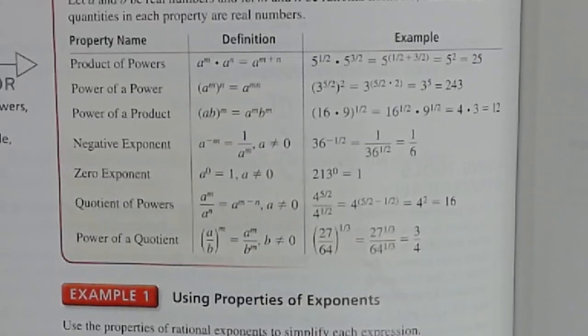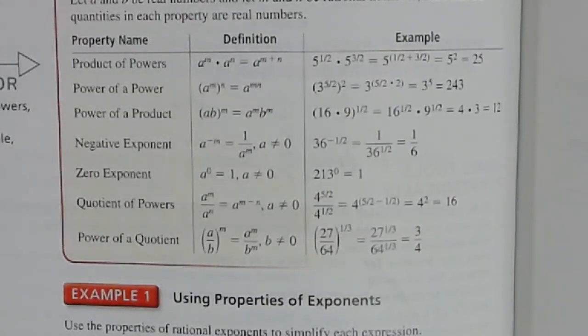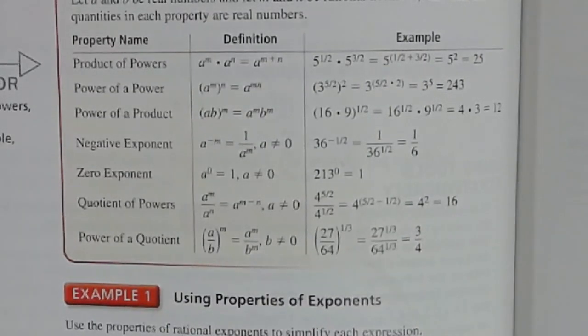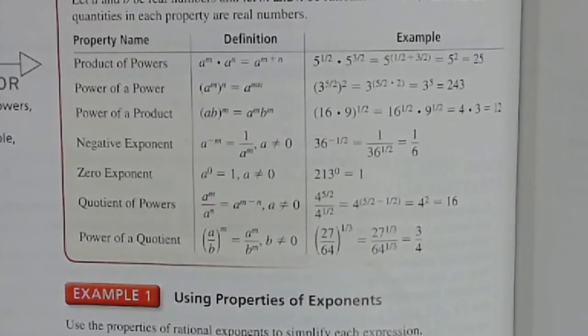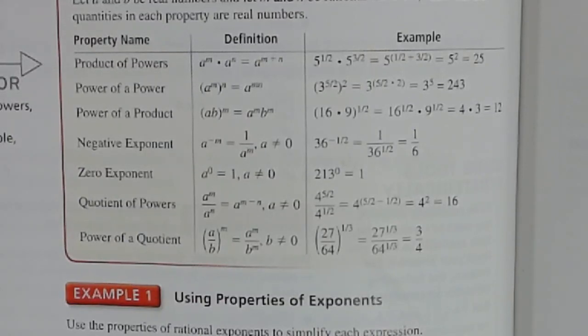Okay, so we're doing section 5.2 on the properties of rational exponents. It's a review from Algebra 1, so I'm going to go through it quickly. If you'd like to see a little bit more work on it, you can watch my Algebra 1 videos. It's in chapter 6, so 6.1, 6.2, 6.3 for Algebra 1.